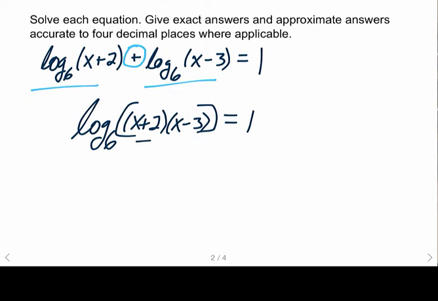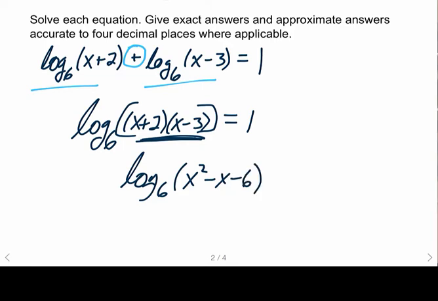Now, inside the log, x plus 2 times x minus 3, I can multiply. And so we have the log base 6 of x squared minus x minus 6, that's from foiling, is equal to 1. Now I want to convert this into an exponential equation. And when I do so, I think, what's the base? And the exponent is 1. So this becomes 6 to the first power is equal to x squared minus x minus 6.